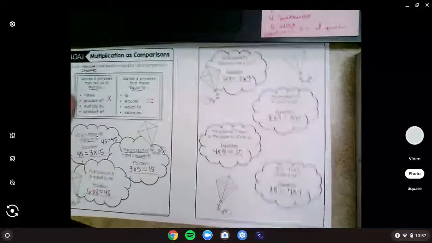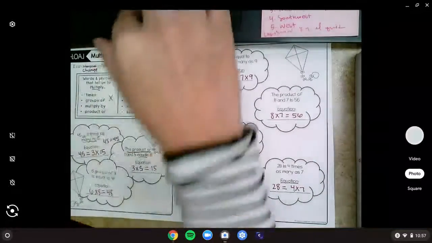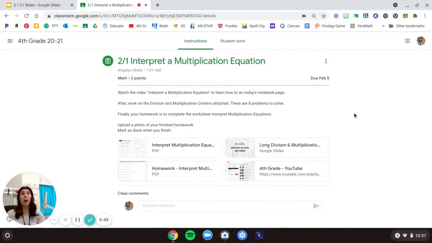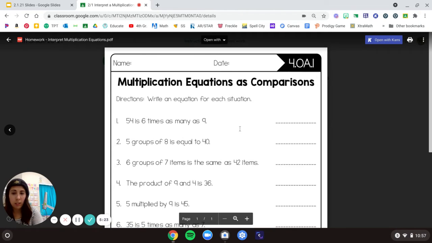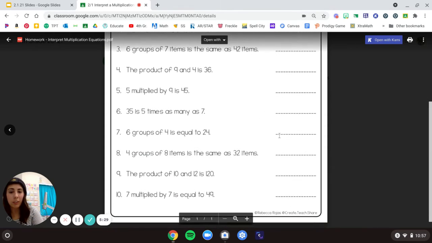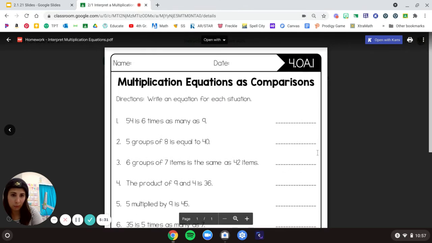All right. So hopefully your translation skills are much better now, and you know how to change it from a phrase into an equation. So what you also have to do today is open up your long division centers and solve those. There's 9 slides, but 8 problems. The first one's just like a name slide. Okay? And then your homework is doing exactly what we just did in our notebook, okay? Making your equations for each one. There's only 10 of them, okay?